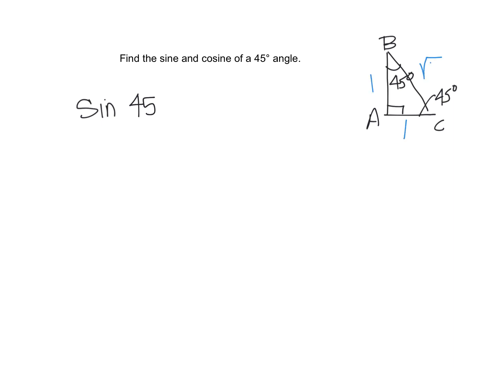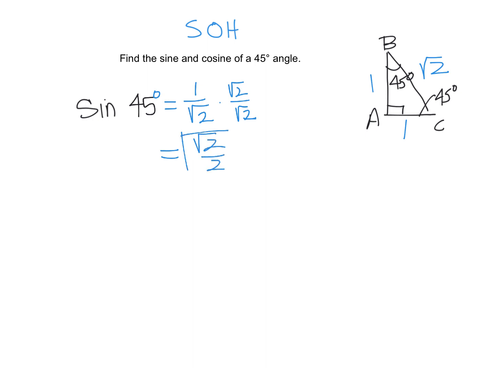1, square root 2. So I know that sine is equal to opposite over hypotenuse. So the sine of 45 degrees is really equal to 1 over my hypotenuse, which is the square root of 2. And if I rationalize this, I multiply it by the square root of 2 over 2. This is going to give me the square root of 2 over 2.